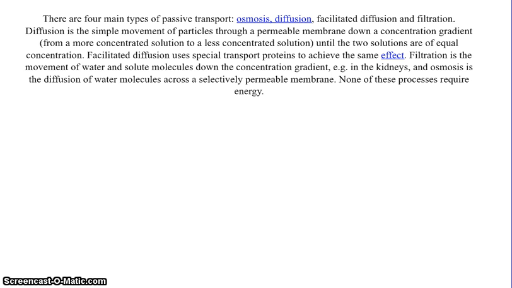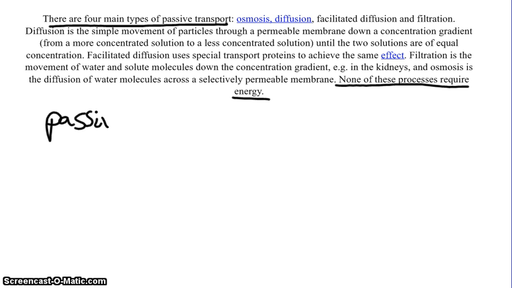So this is a short passage about passive transport. So the first thing you should be concerned about is what is passive transport. So it says there are four main types of passive transport. So this passage is going to be on the different types of passive transport. And then if you read the whole thing at the end, it says none of these processes require energy. So we want to start by writing the definition of passive transport. So the definition of passive transport is that it requires no energy.